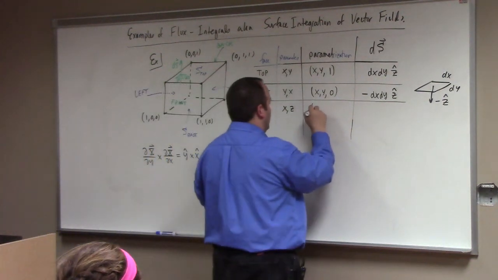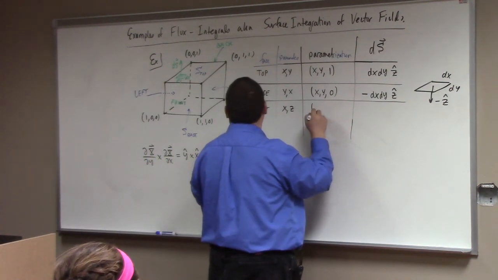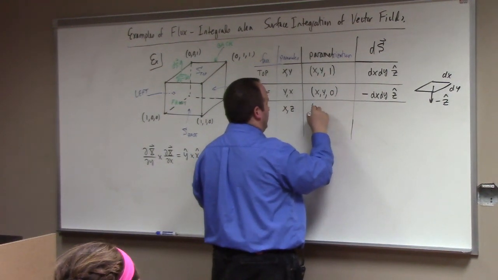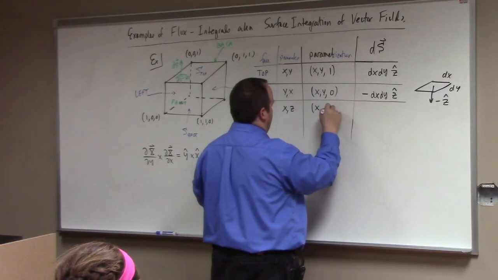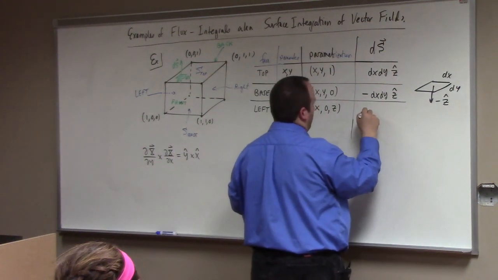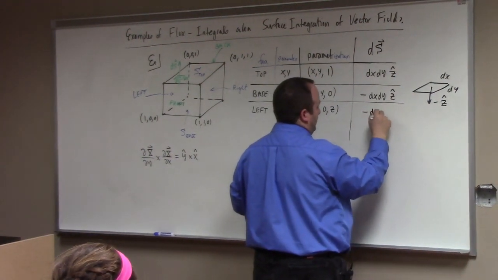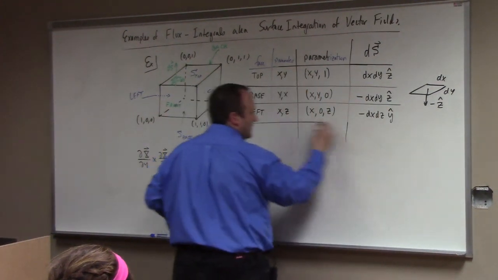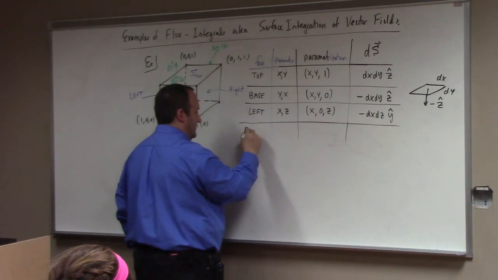So here it goes. We've got, is that right? Oh yeah, y is equal to 0 there, right? So x, 0, z. And what we've got is minus dx, dz, y hat. All right. The right.